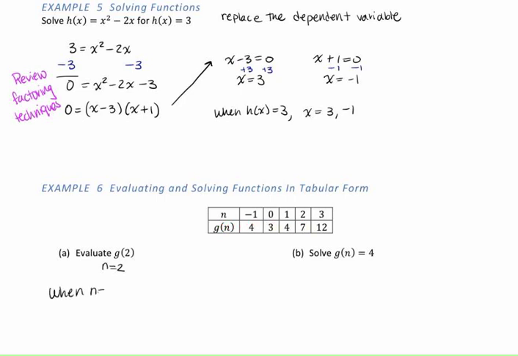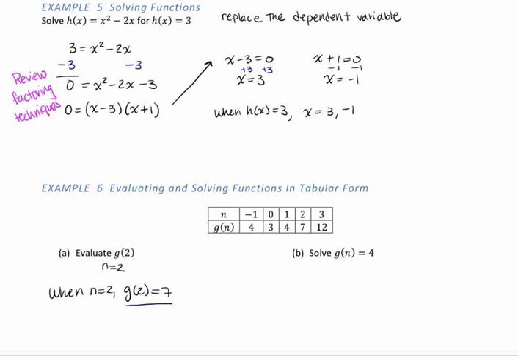When n equals 2, g of 2 equals 7. So I'm done. I have just evaluated my function g for the input of n equals 2.